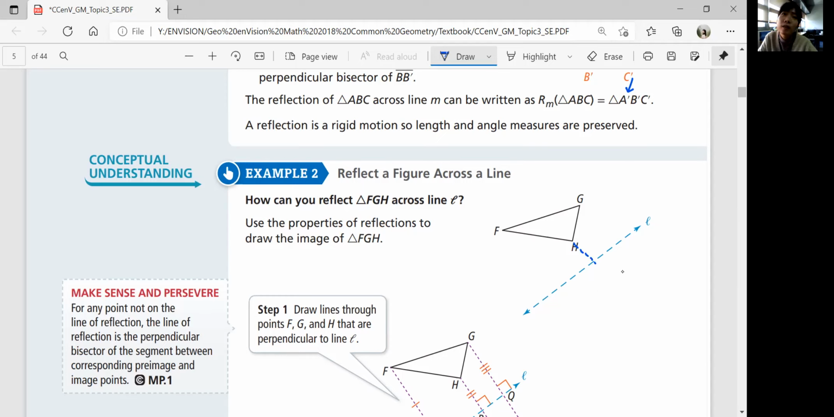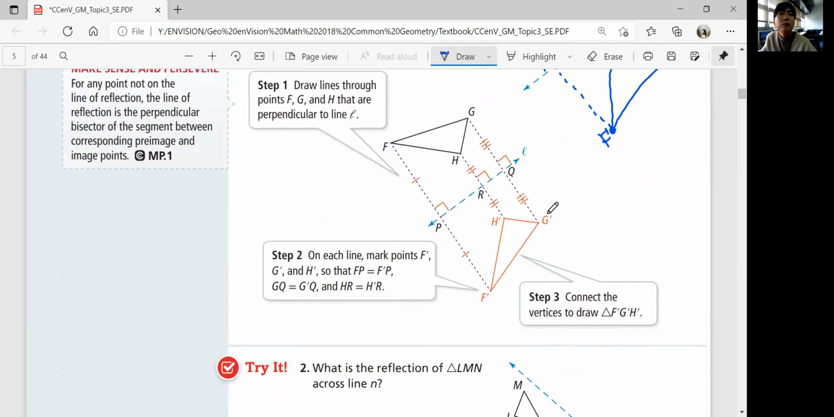So draw a perpendicular line, right? And then you're going to draw another line that's the same length and distance away from that line L, which is also perpendicular. So that's going to be H prime. Same thing for G. Perpendicular, perpendicular, G prime. F, perpendicular, perpendicular, F prime. Okay? And then you connect the points, and that's your image. H prime, G prime, F prime. Okay?